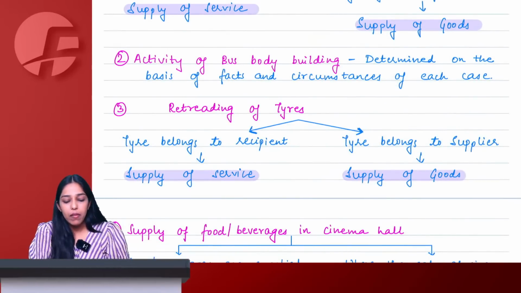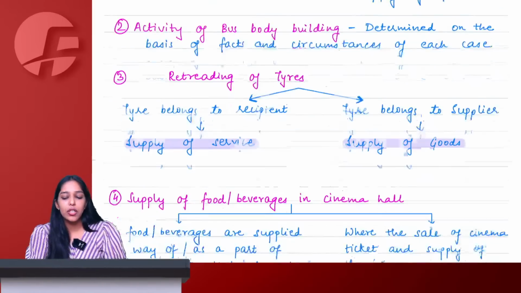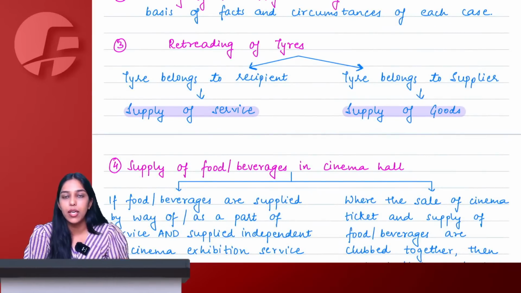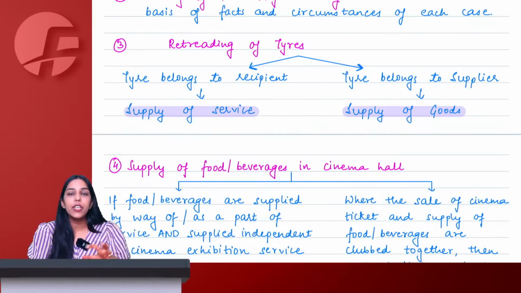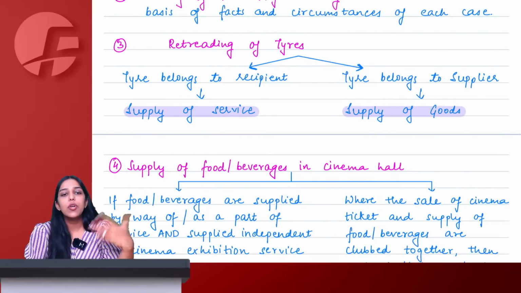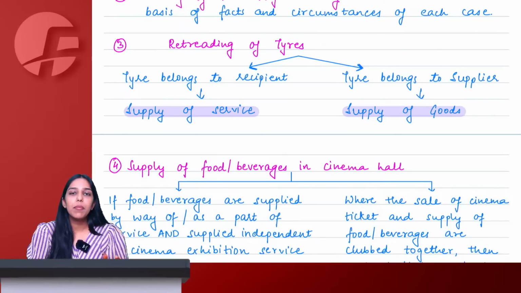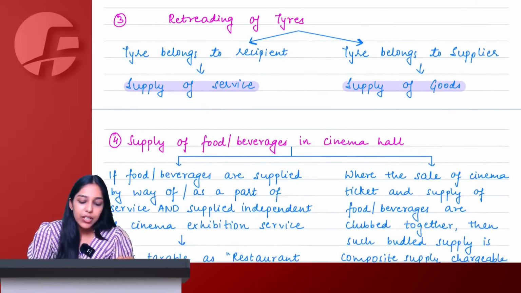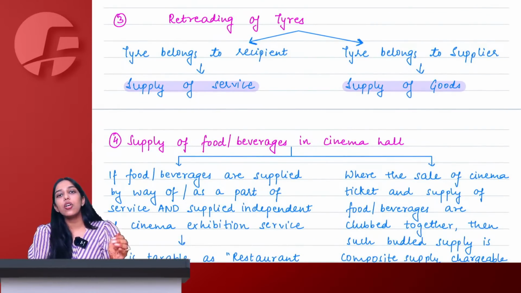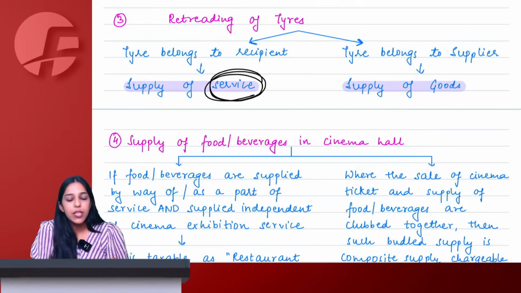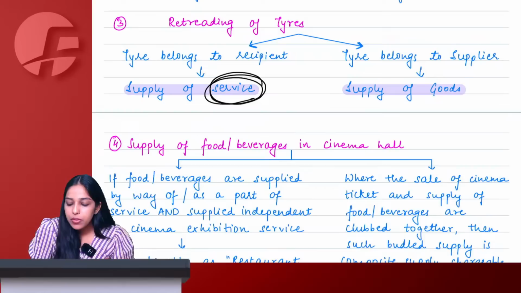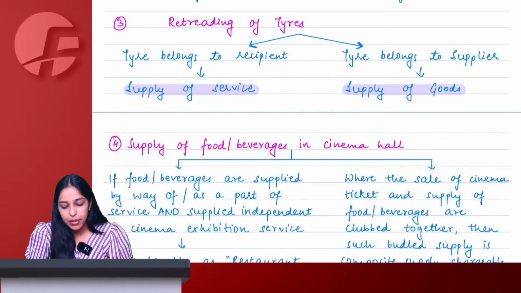Bus bodybuilding, government is also saying we do not know, you will have to see on a case basis only. If there is a major repair happening where you are changing all the parts of the bus, let us say the engine is changed, the chassis is changed, the seats are changed, then it is all goods. But if there is a minor accident of the bus, a small refurbishing that is happening, it will be considered as services. So bus bodybuilding, you have to see case to case basis. Retreading of tires, if the tire belongs to the recipient, then it is supply of service. If the tire belongs to the supplier only, then it is supply of goods. Simple.